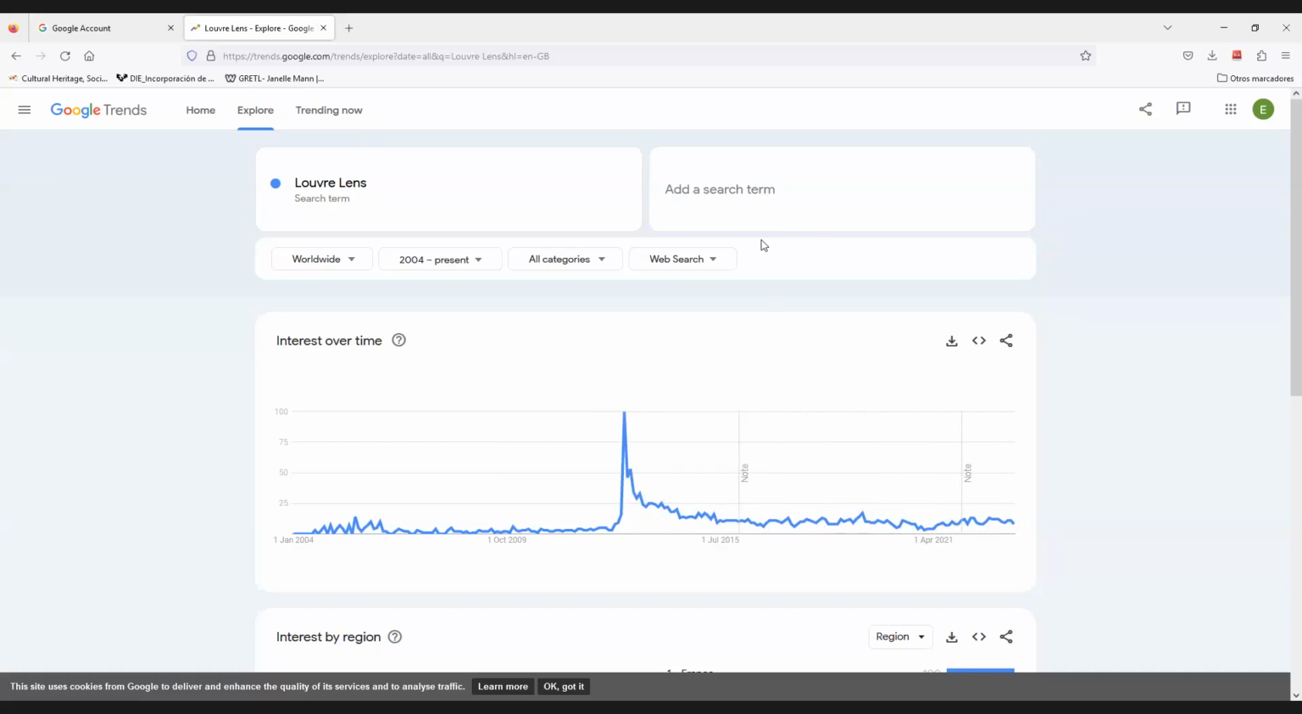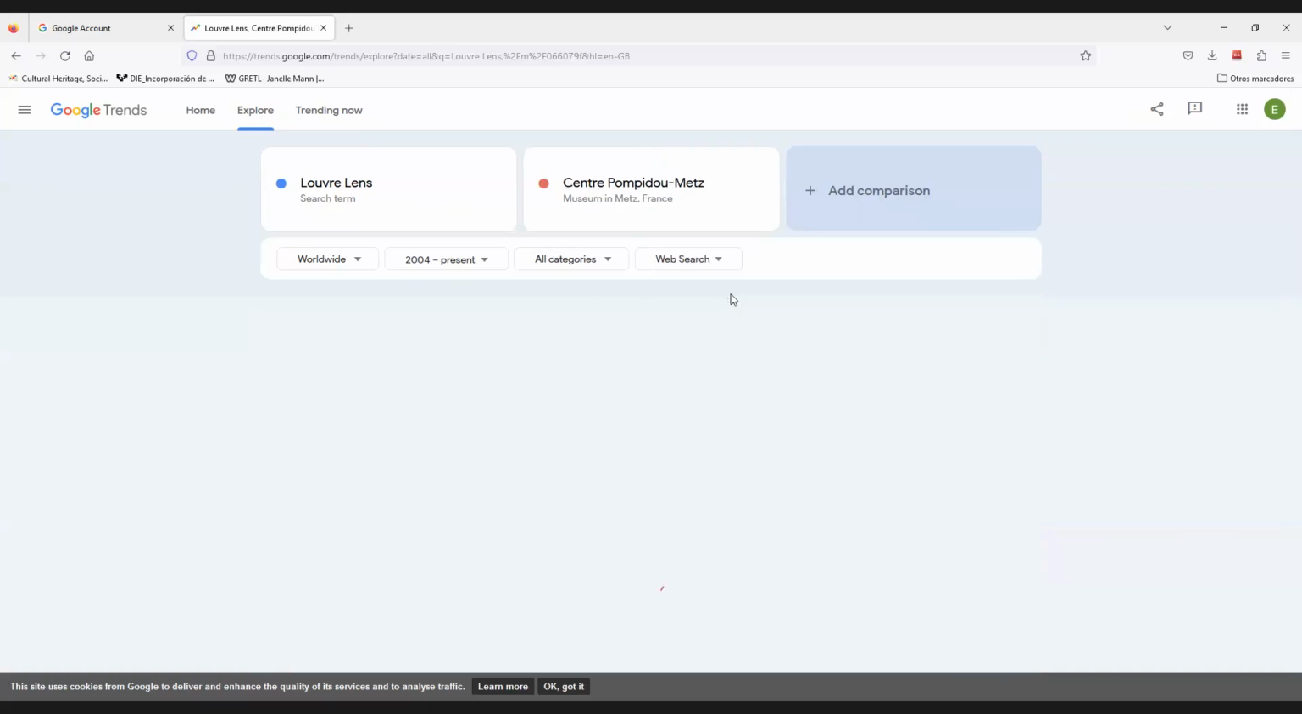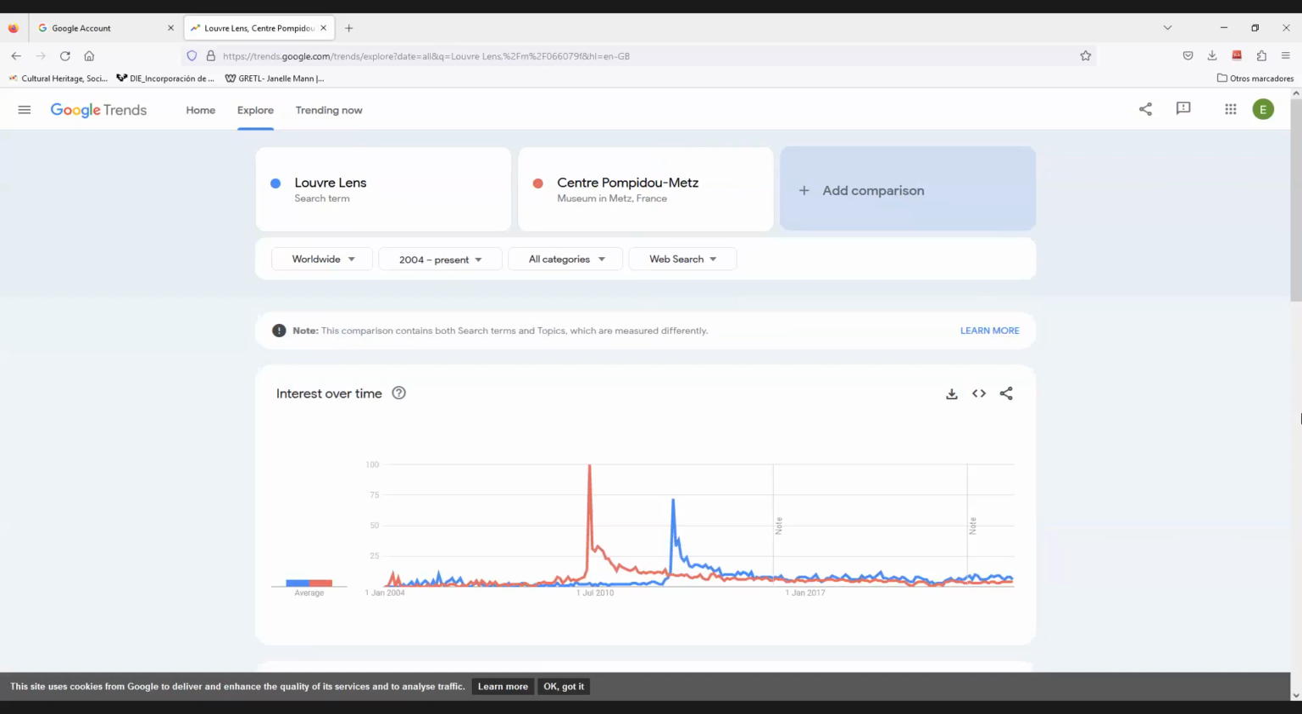Now, I'm Googling for Pompidou Metz. Can you see the artificial intelligence system they have? Google Trends gives you options, and the system is giving me the option Centre Pompidou Metz. Voila. So now we can compare Pompidou Metz Museum with Louvre Lens.